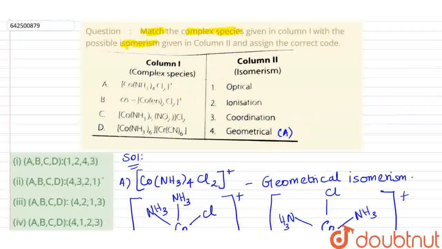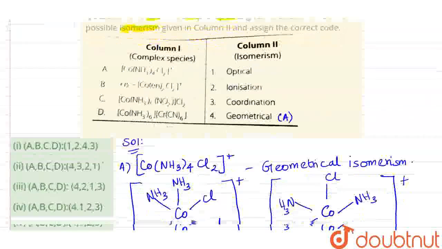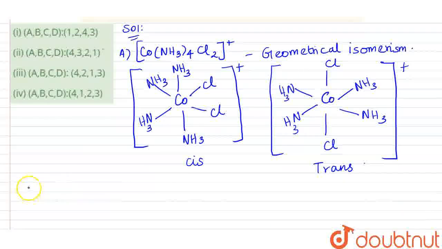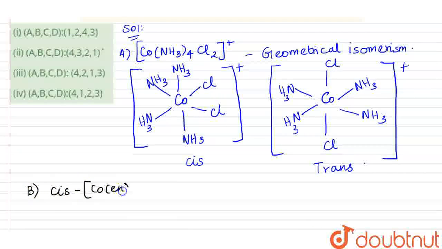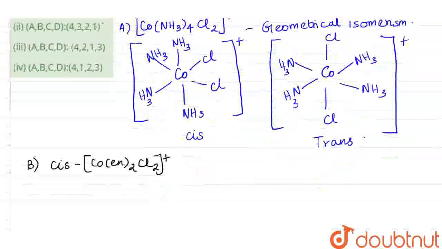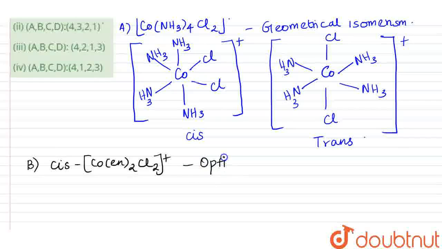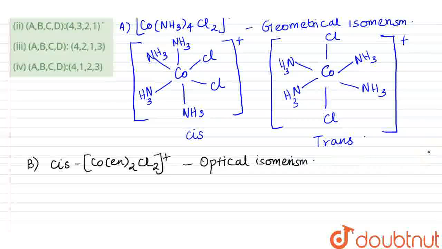So A is geometrical isomerism. The second one, B, is cis bis(ethylenediamine)dichlorocobalt. This complex shows optical isomerism. Optical isomerism is when compounds have the same molecular formula but have non-superimposable mirror images. Let me draw the structure. They will have non-superimposable mirror images of each other, so that shows optical isomerism.